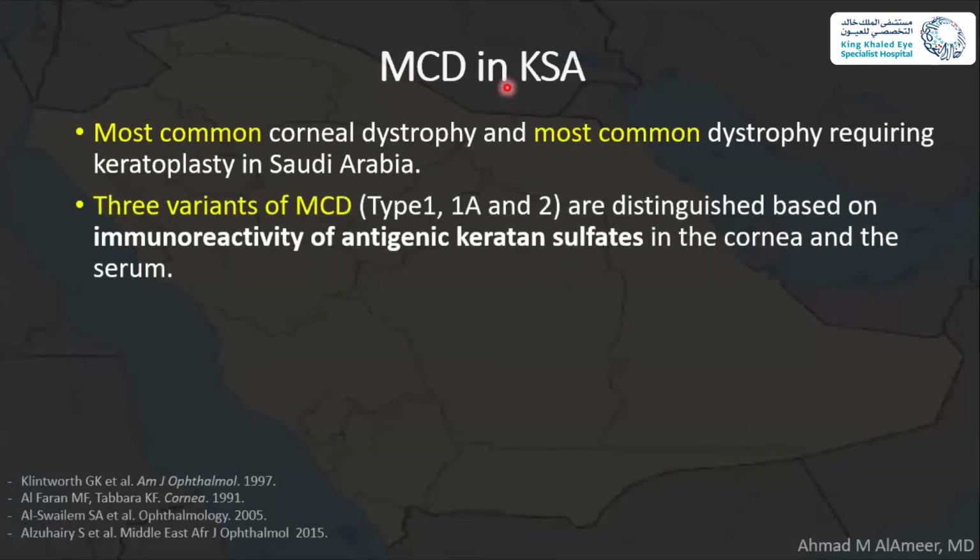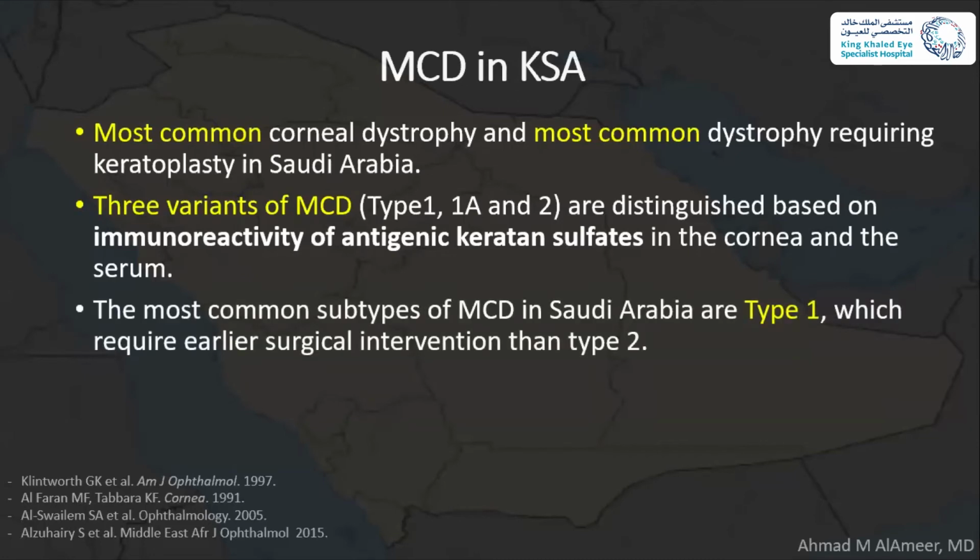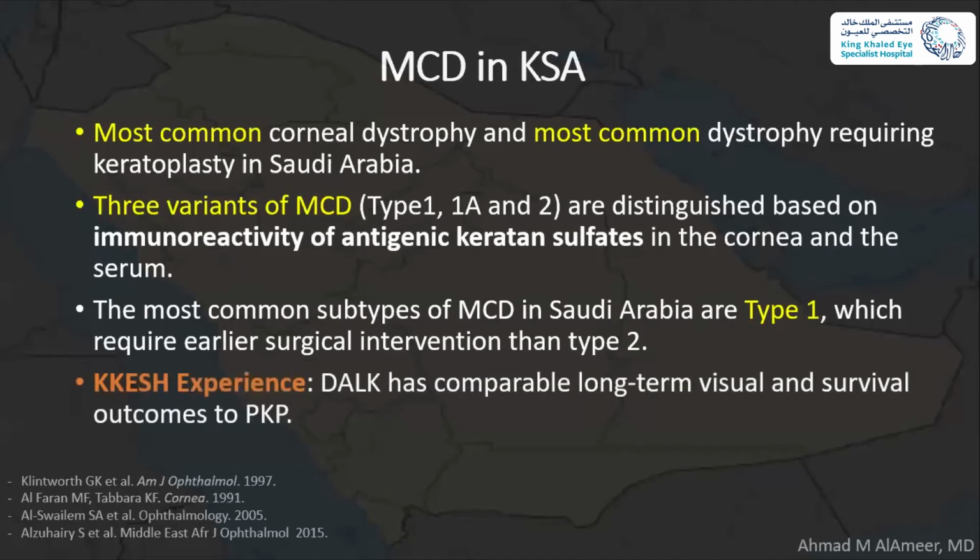There are 3 variants of macular corneal dystrophy: type 1, type 1A and type 2. They are distinguished based on the immunoreactivity of antigenic keratan sulfate in the cornea and the serum. In type 1, the immunoreactive sulfated keratan sulfate is completely absent from the stroma and the serum. In type 1A it is absent, but it's present in the keratocyte, and in type 2 it's present at a much reduced level in the stroma and the serum. So type 1 is the more aggressive form. Unfortunately, the most common subtype in Saudi Arabia is type 1, which requires earlier surgical intervention than type 2.